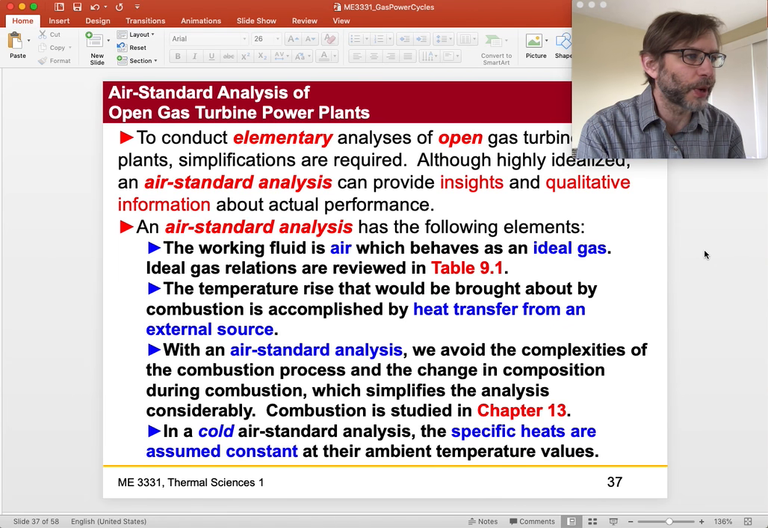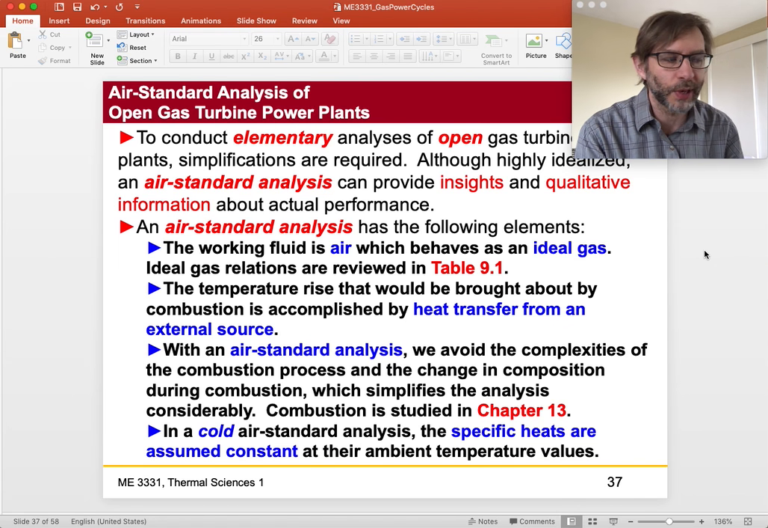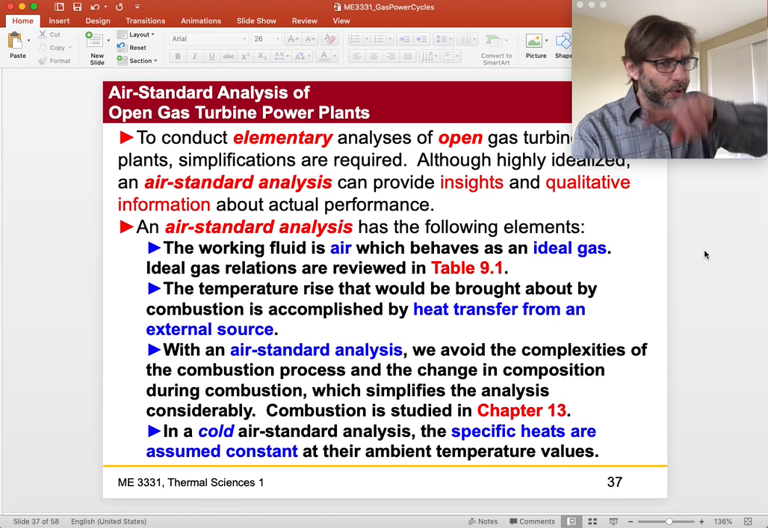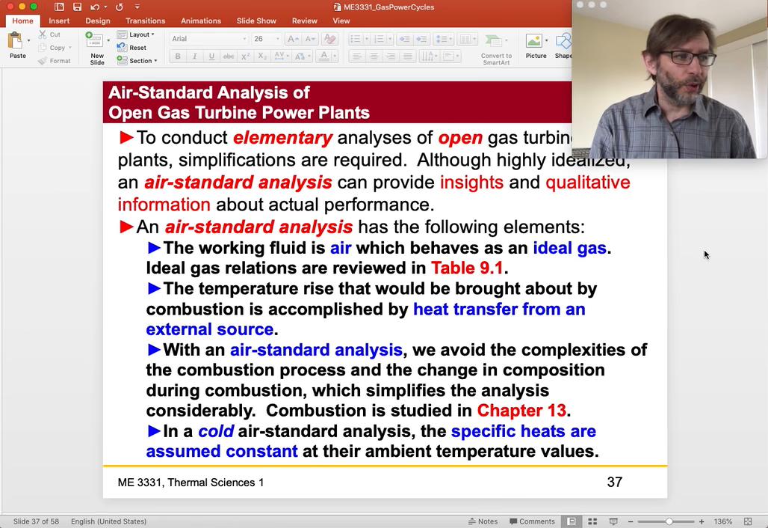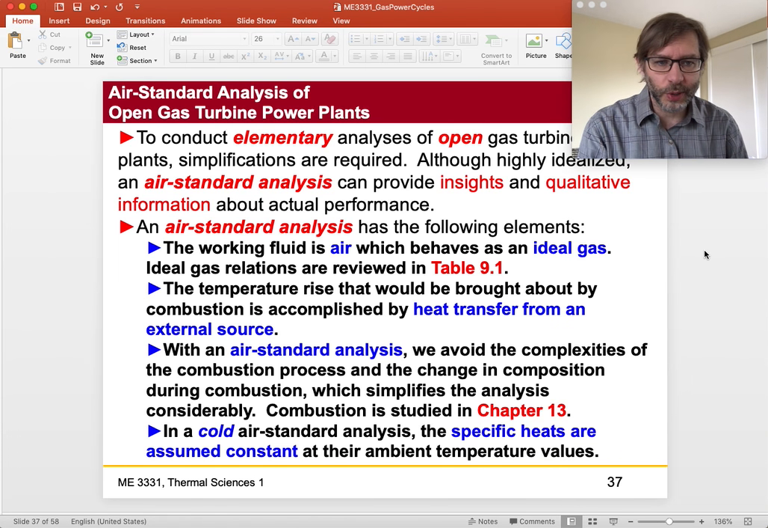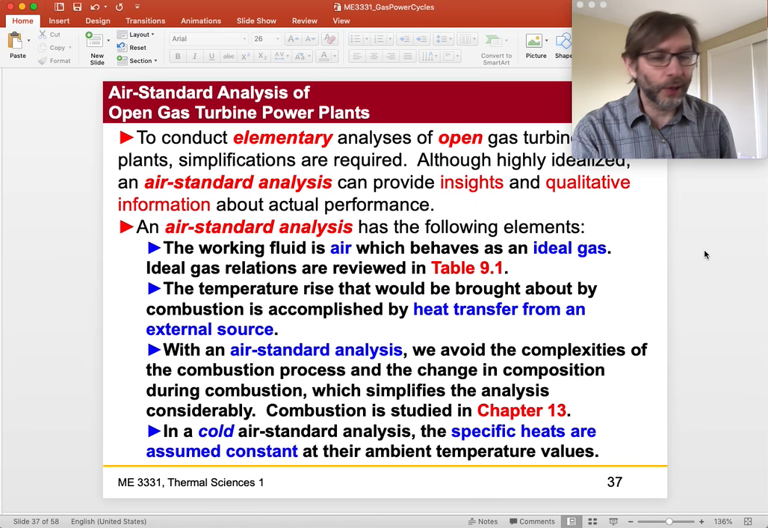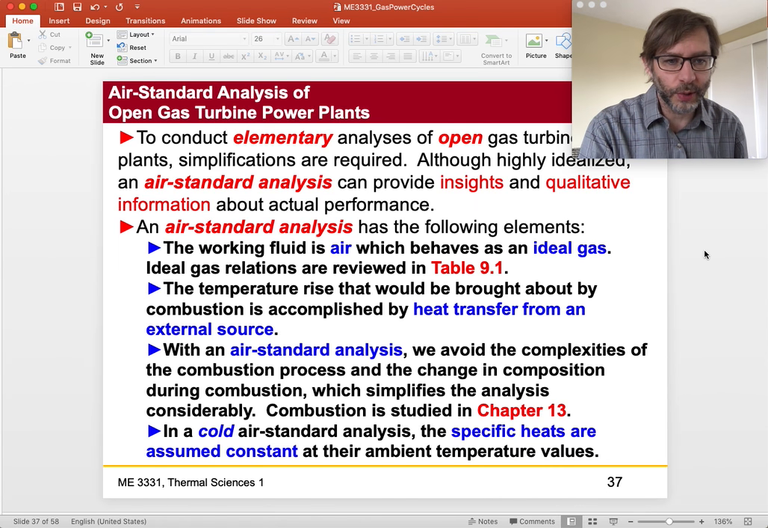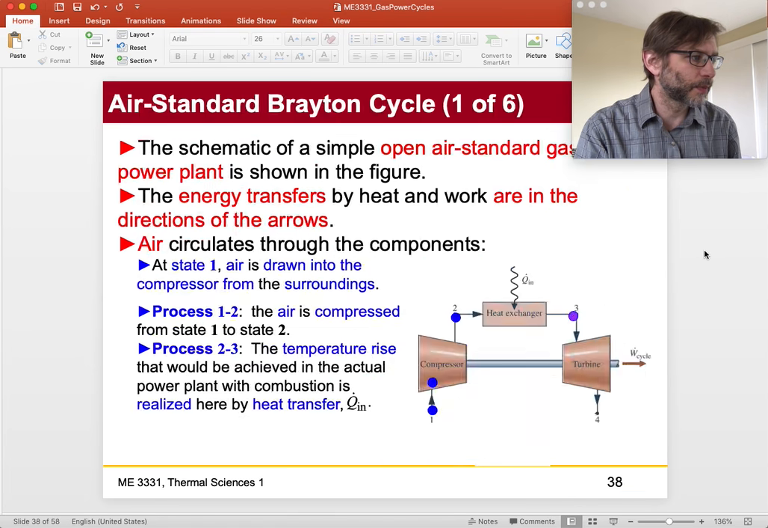The temperature rise brought about by combustion is accomplished by heat transfer from an external source. With an air standard analysis, we avoid the complexities of the combustion process and the change in composition during combustion, so we don't worry about that. We just assume it's all air. So the whole cycle is air. In a cold air analysis, we can even further assume that the specific heats are constant, like I did with the analysis of the efficiency of the Otto cycle. So we could do that too. But I'll tell you whether you can use the cold air assumption or constant specific heats.